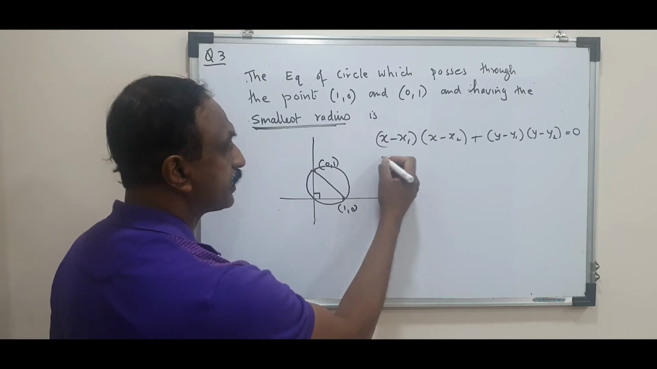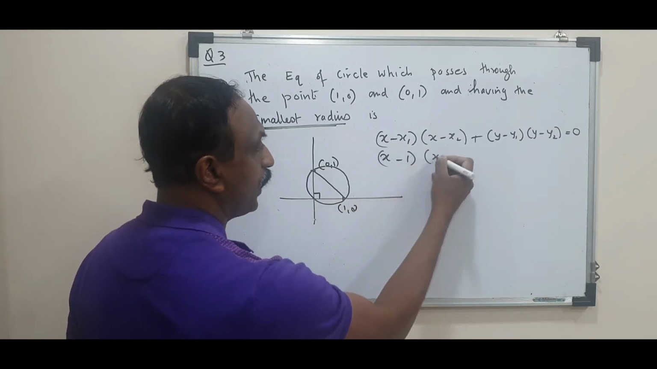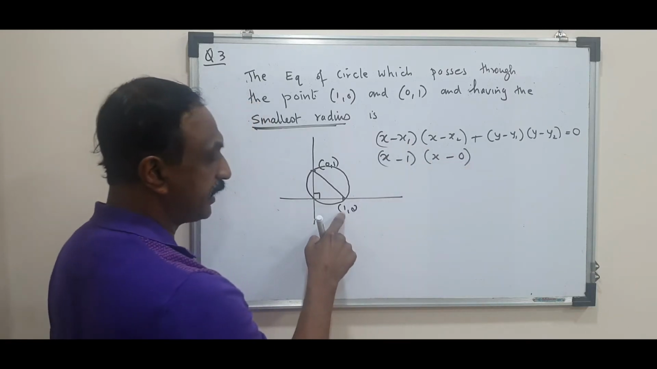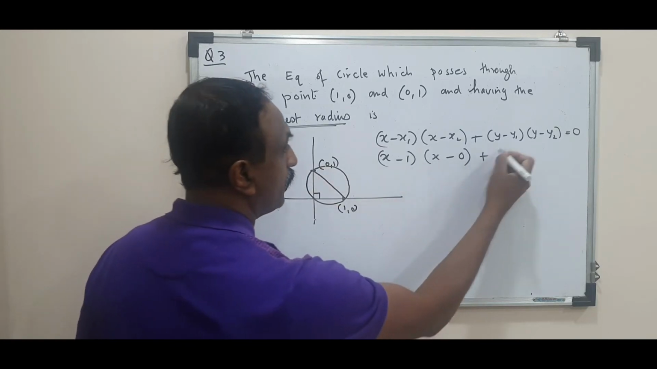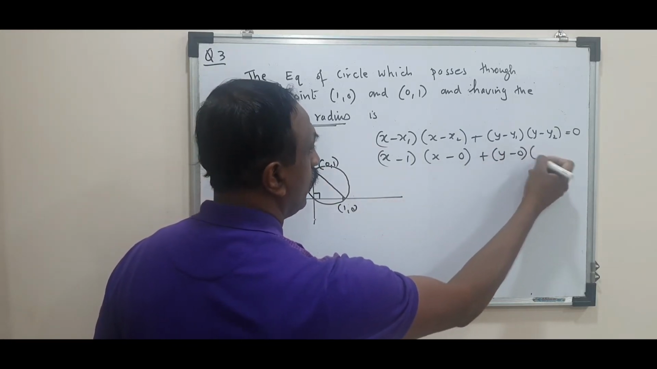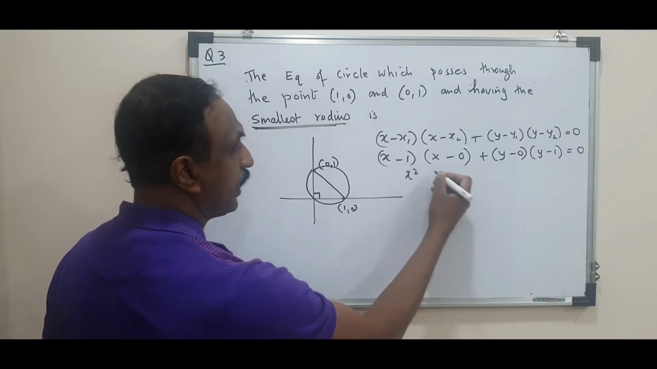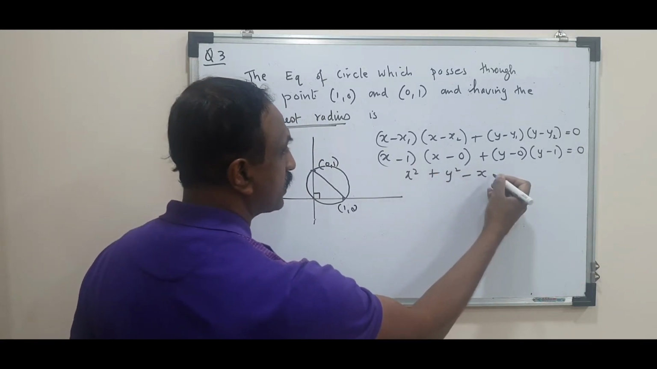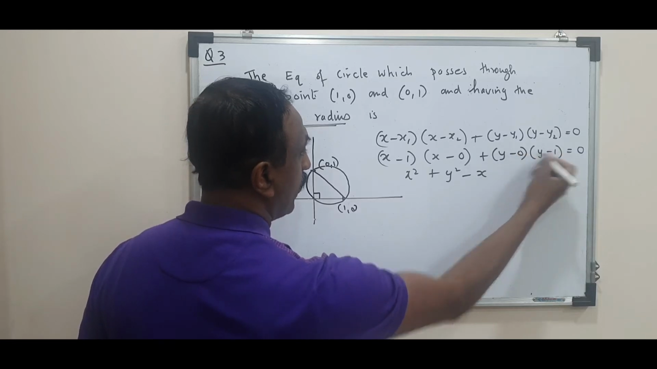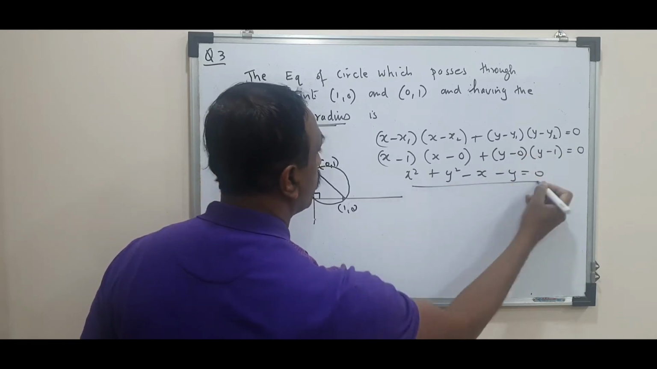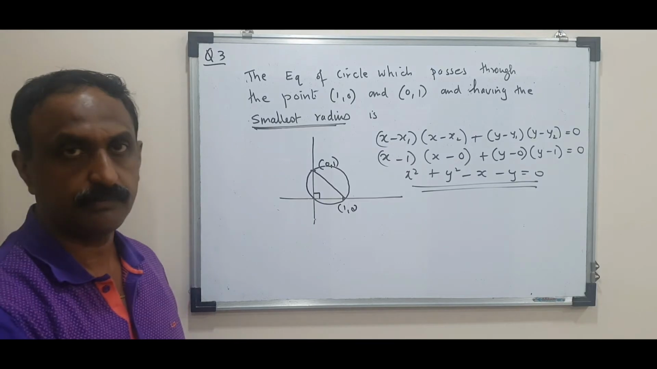So what will be the final answer? (x minus 1) into (x minus 0) plus (y minus 0) into (y minus 1) equal to 0. So the final answer is x square plus y square minus x minus y equal to 0. This would be the equation of the circle.